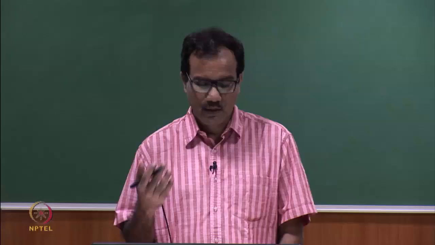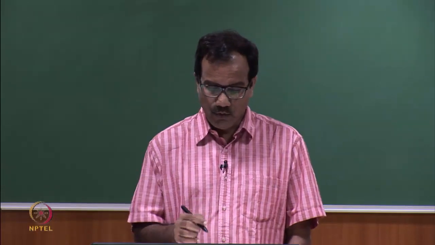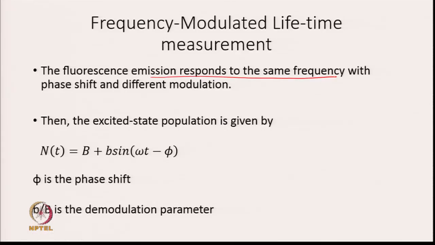Now, let us talk about the emission. Fluorescence emission responds at the same frequency with a phase shift and modulation. Then the excited state population is given by N(t) = B + b sin(ωt − φ). Now, you can see the frequency is the same. What is different? There is a phase shift, where φ is your phase shift, and the modulation is also different, and now the modulation is b divided by B.